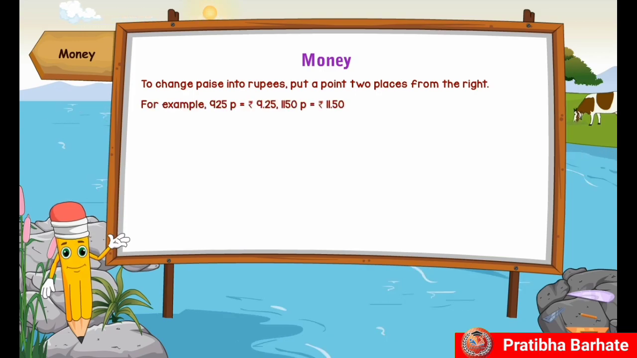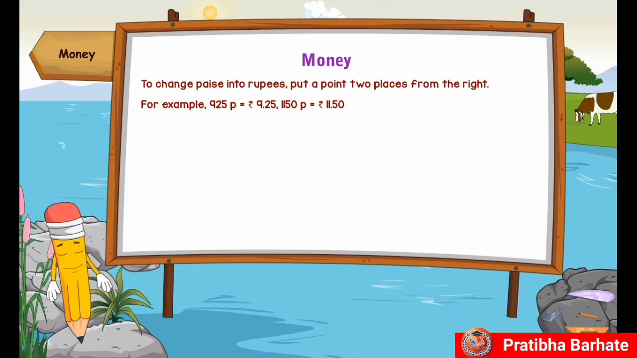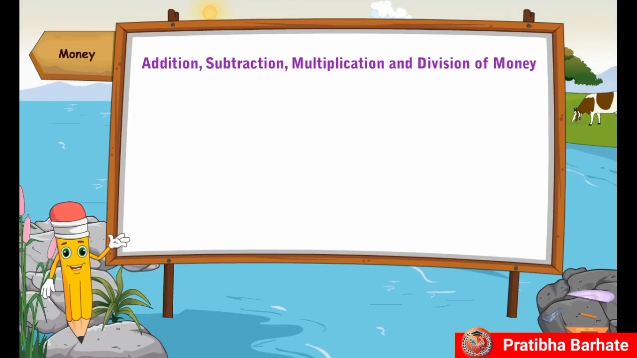For example, 925 paise is equal to 9 rupees 25 paise. 1150 paise is equal to 11 rupees 50 paise. Let's consider one example of each.